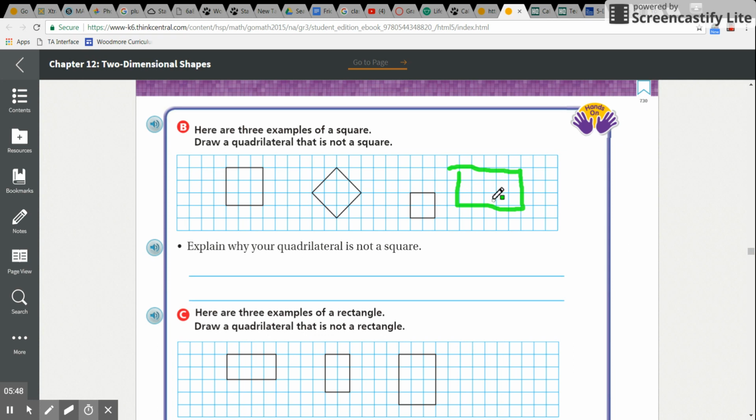You could have drawn a trapezoid, you could have drawn a rhombus, you could have drawn a parallelogram. A square has to have four right angles and four sides of equal length. So as long as you explained why it's not a square, you would have been fine.